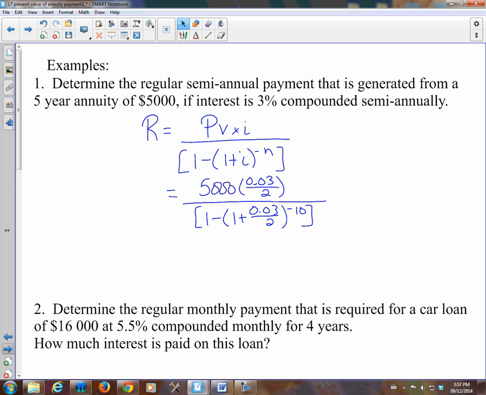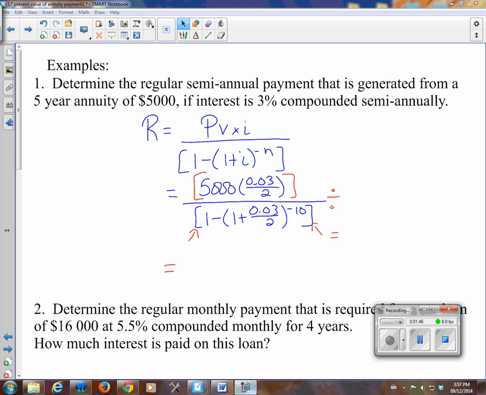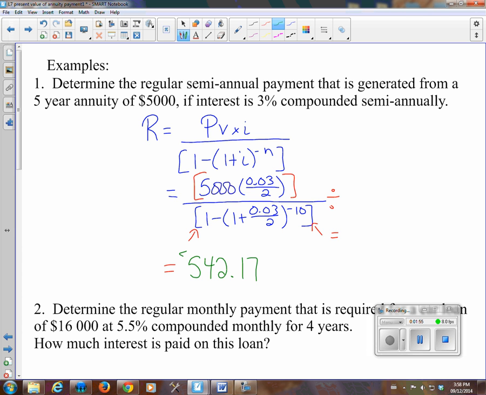So again, the key to this is to use your calculator. Brackets around the numerator, dividing, and you've already got your brackets in the denominator, and then equals. So we'll take a minute and try our calculator and see if it'll work. So I have gotten $542.17 as a semi-annual payment if you were to have $5,000 right now at 3% compounded semi-annually.